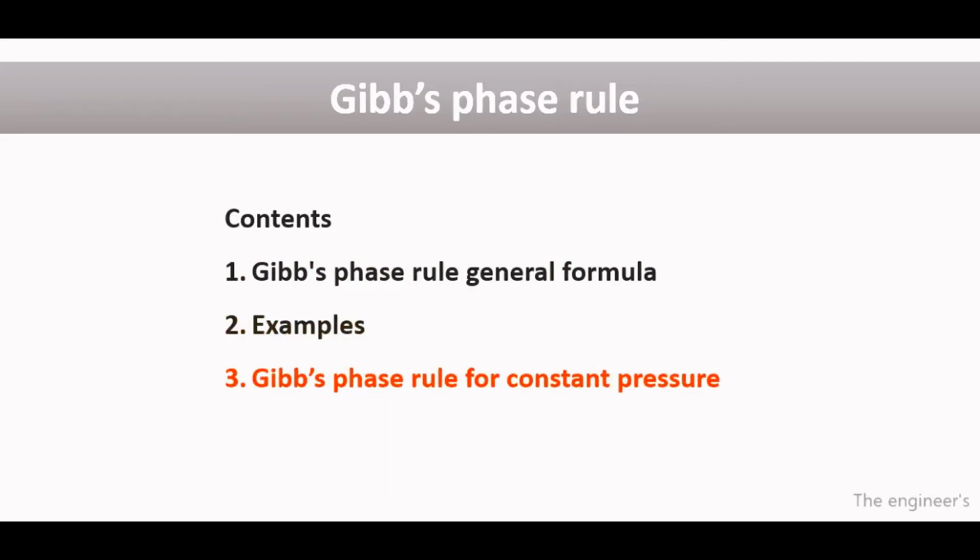After that, third is Gibbs phase rule for constant pressure. There is one different formula for constant pressure that we also learn in detail. After that, we solve some examples related to it. So in this way, we understand this Gibbs phase rule properly. So let's start.